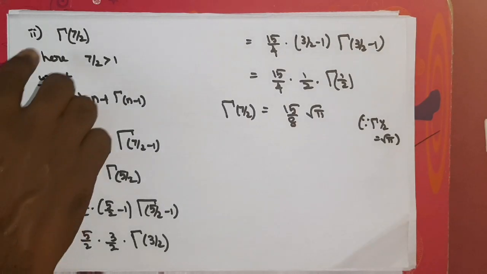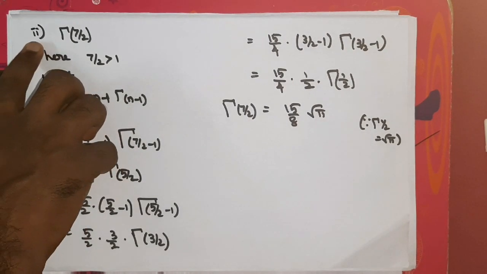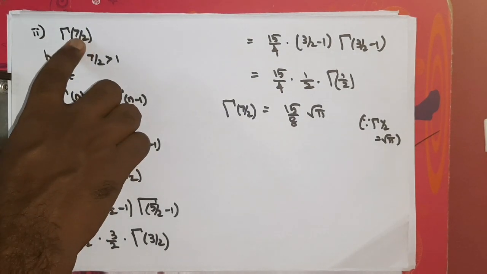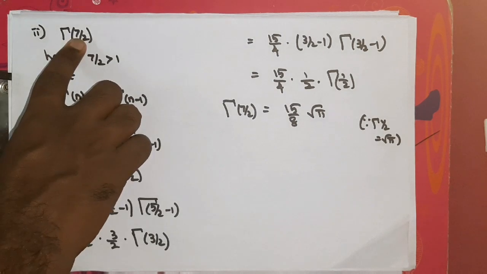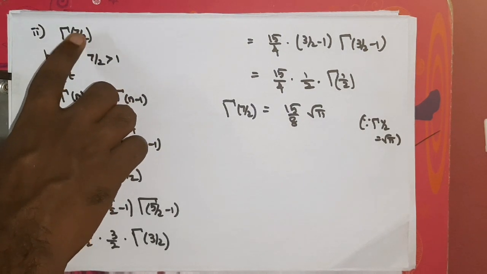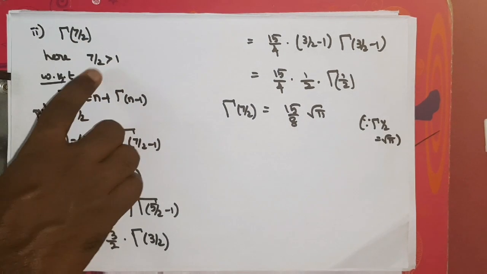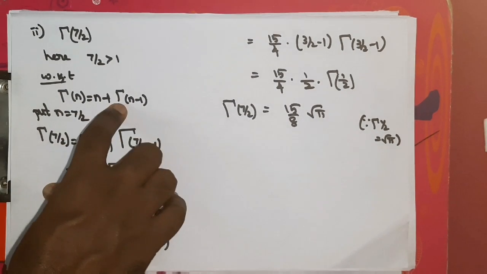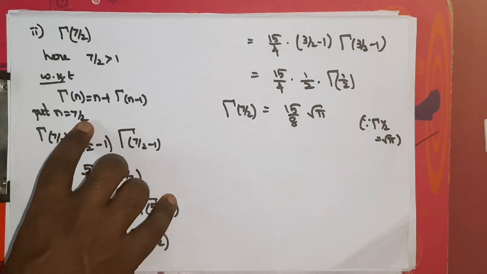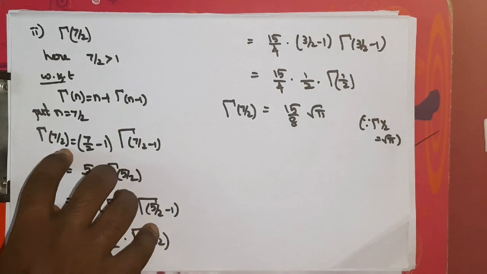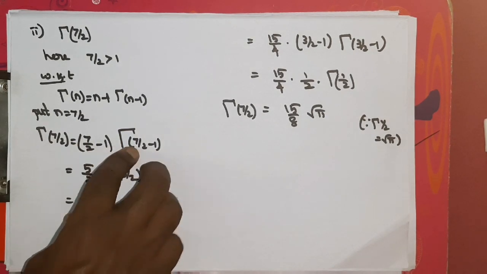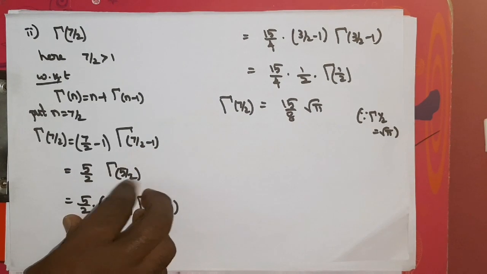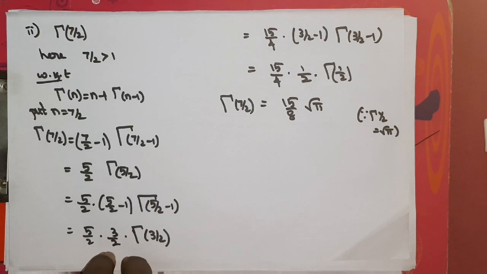Now the next sum in the exercise, first sum second subdivision, gamma of 7 by 2. So here 7 by 2 is not an integer, it is in fraction form. Anyway, this value is greater than 1, so we can use this formula, gamma n equal to n minus 1 gamma of n minus 1. In the n place we have 7 by 2, so apply it. So gamma of 7 by 2 equals 7 by 2 minus 1, gamma of 7 by 2 minus 1, here 5 by 2, gamma of 5 by 2. This when you solve, you will get this answer.